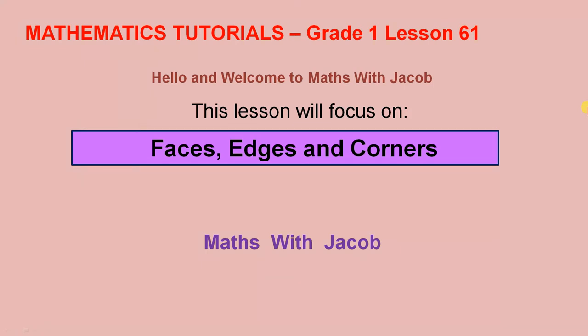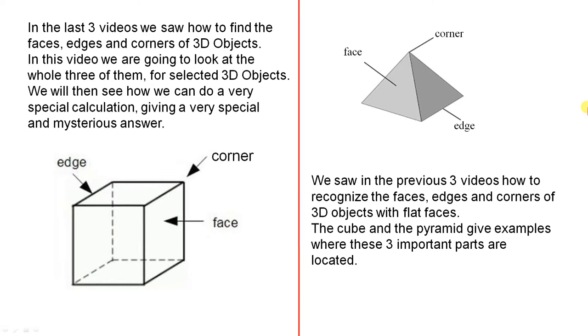This lesson will focus on faces, edges and corners. In the last three videos we saw how to find the faces, edges and corners of 3D objects. In this video we are going to look at all three of them for selected 3D objects. We will then see how we can do a very special calculation giving a very special and mysterious answer.